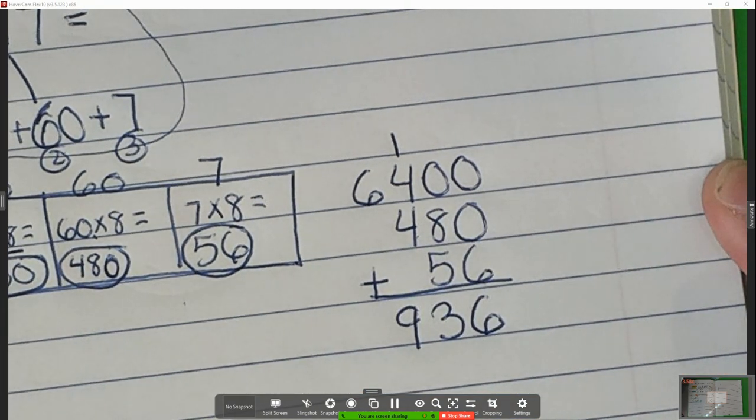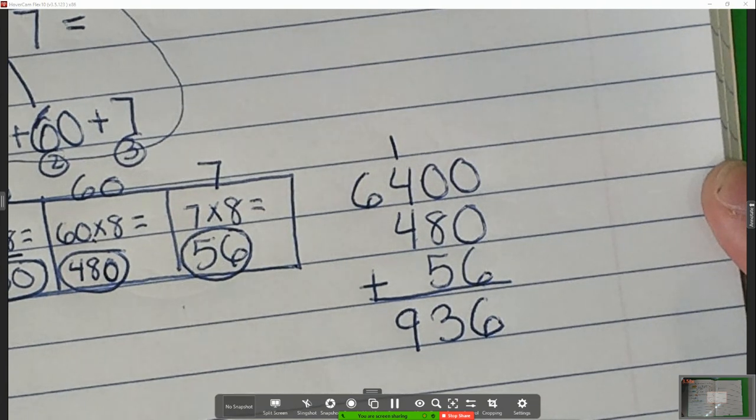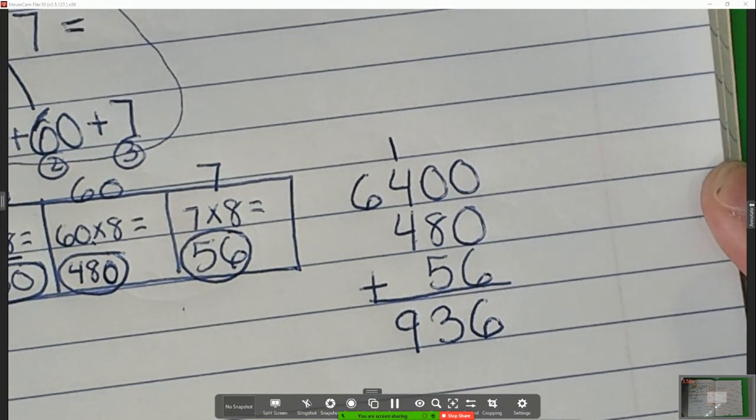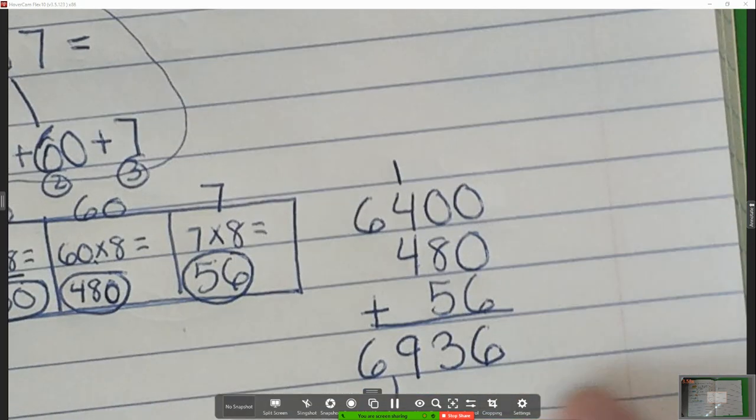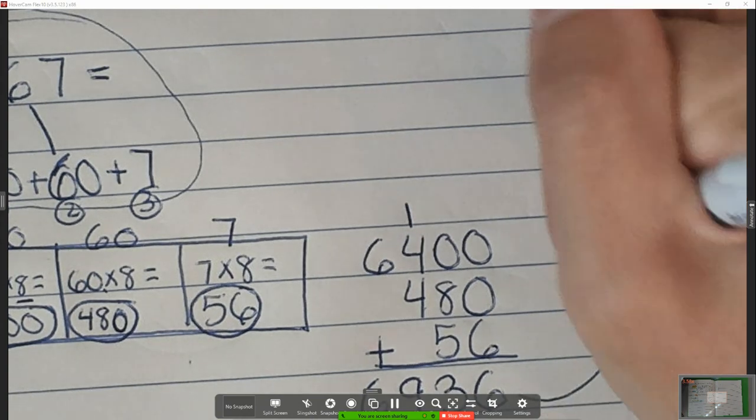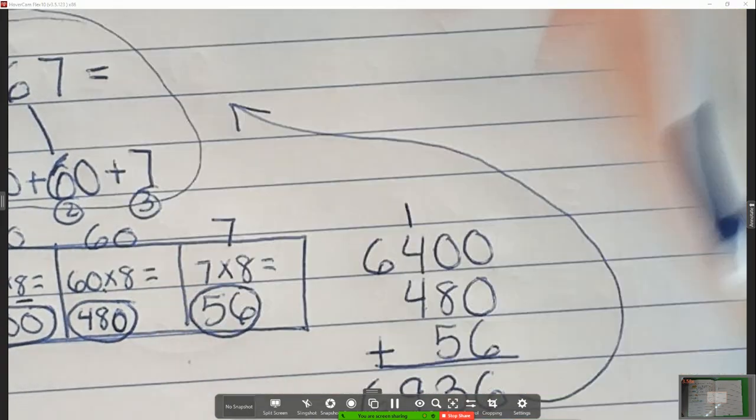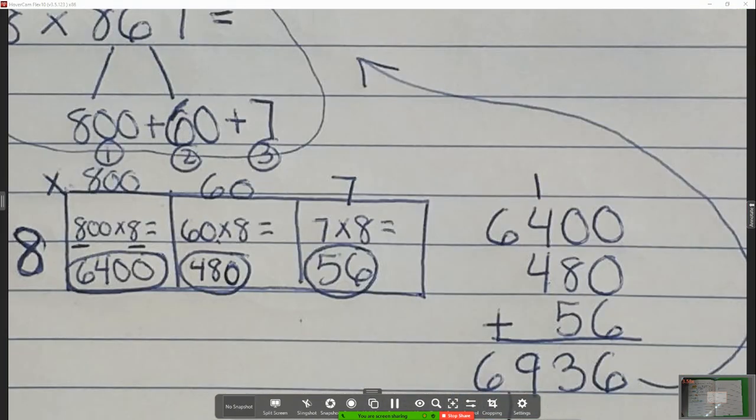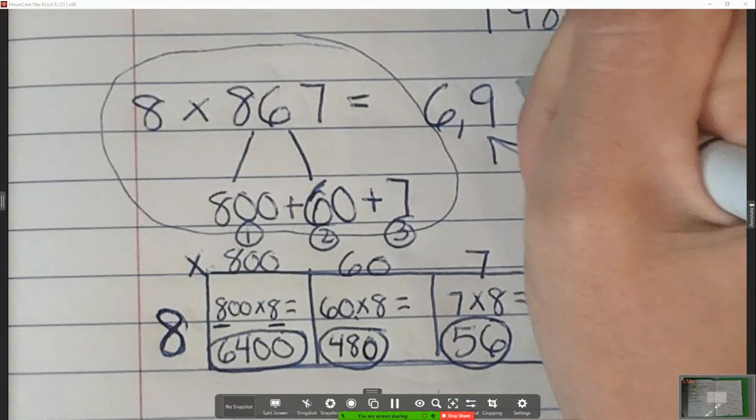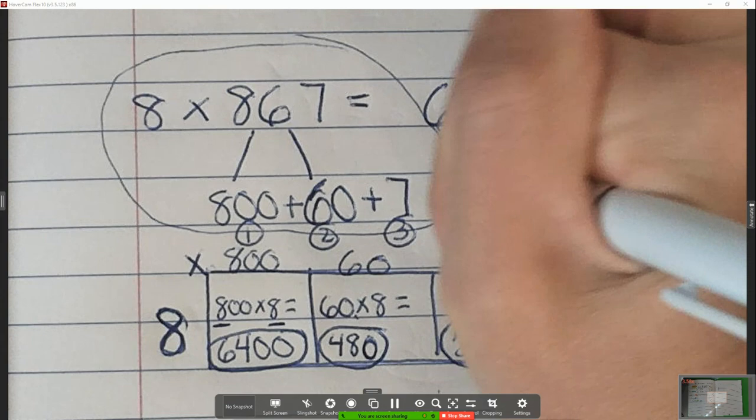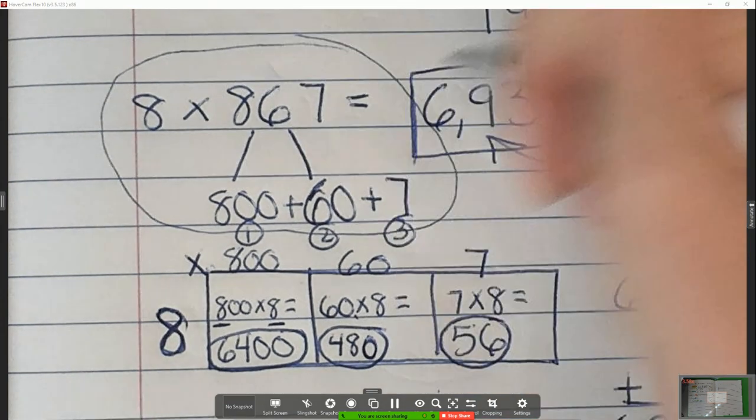And then I go 6 plus nothing is, show me with your fingers. Yes, 6. So here's my answer. But remember, I want to take my answer and bring it all the way up here to my equation. So that means I'm going to put 6,936 and I'm going to box it or circle it.